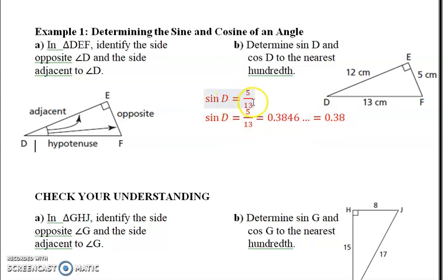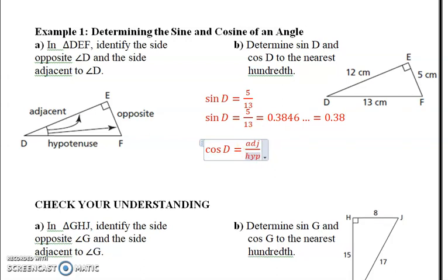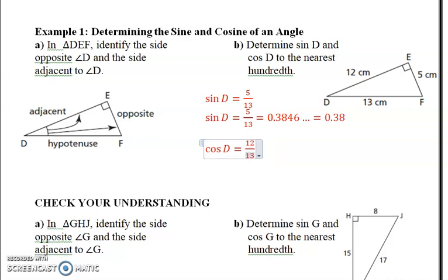You're going to do the same thing with cos this time, cos of D. So the cos of D is equal to adjacent, remember it's the adjacent over the hypotenuse. So the adjacent side to D would be 12, and the hypotenuse is 13. So we just replace that with 13.